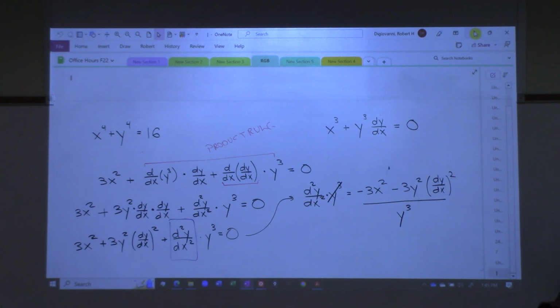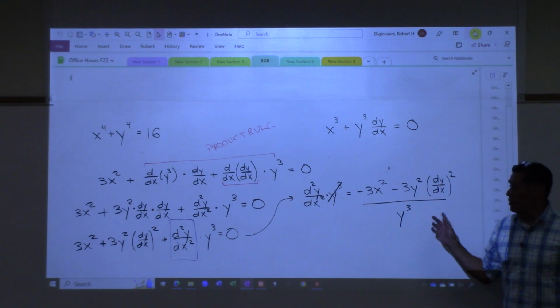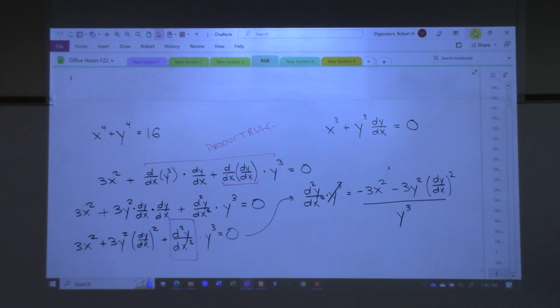We just leave it like that? We can't simplify any further? Yeah, so this answer, if you go check the back of the book, that's not going to be the answer. Yes? So then do we have to plug in the first derivative? Yeah, so exactly.